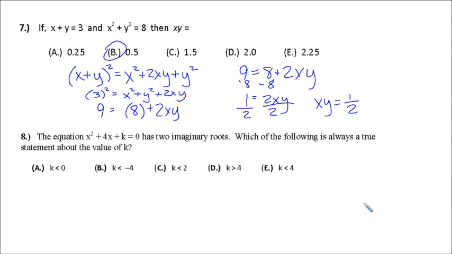Number 8 is a very interesting problem. It says the equation x squared plus 4x plus k equals 0 has 2 imaginary roots. Which of the following is always a true statement about the value of k? So, in order for an equation to have imaginary roots, what that means is if you looked at a graph of this, it would never cross the x-axis.